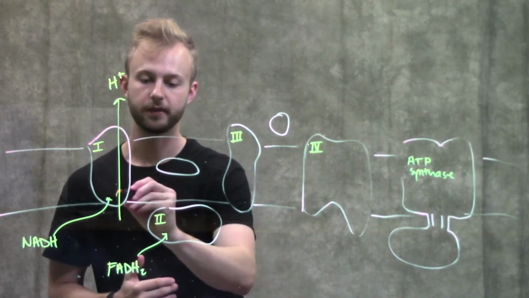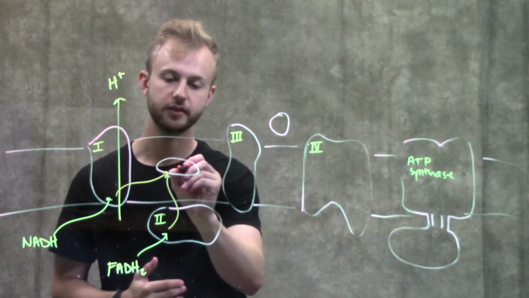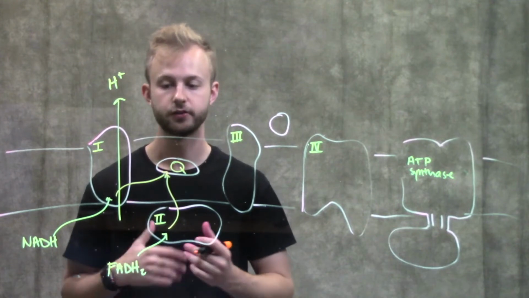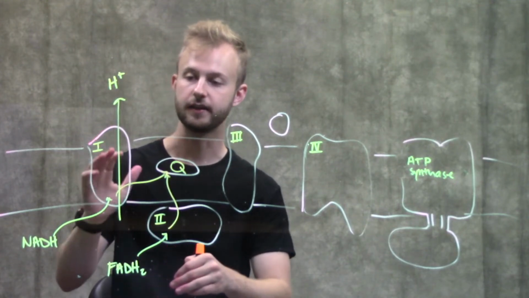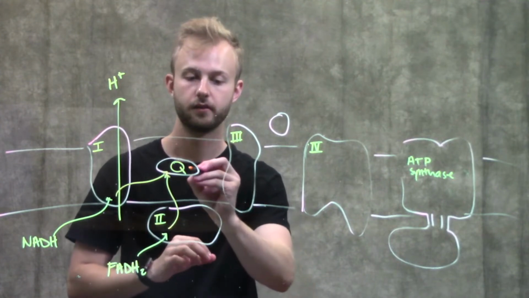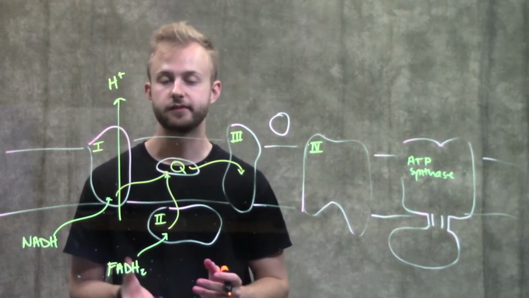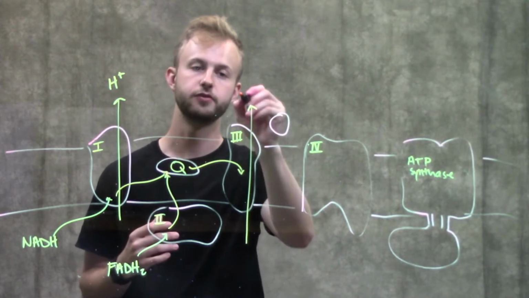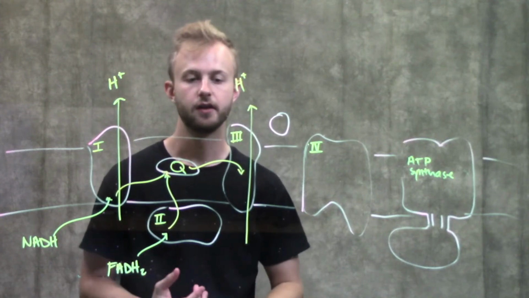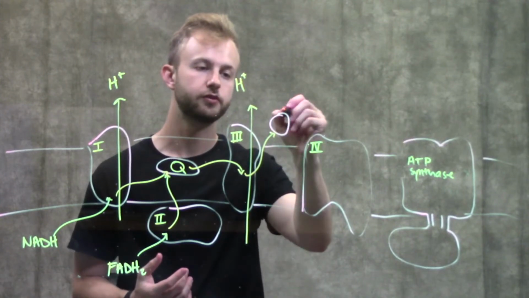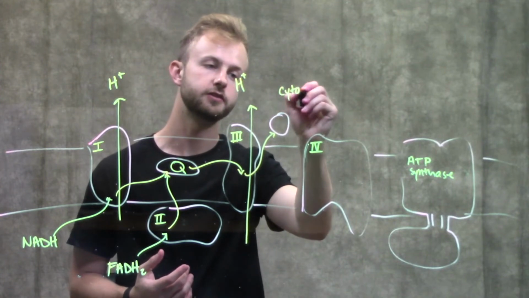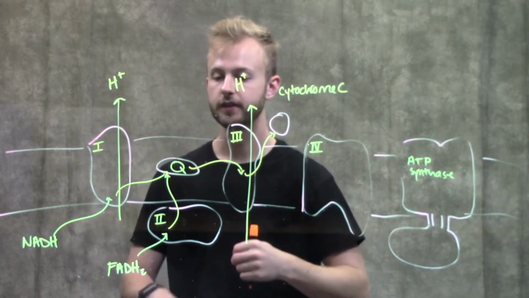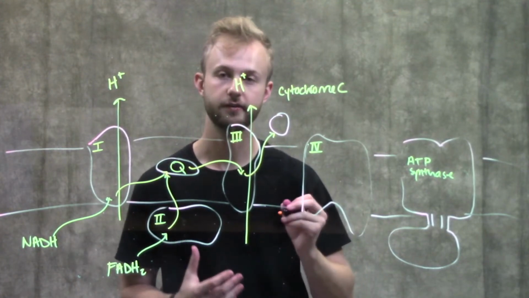So now we have electrons in complex 1 and complex 2. Electrons from both of these complexes are going to go to this protein called Q. All Q does is act as an electron shuttle. It's going to shuttle these electrons from the FADH2 and the NADH to complex 3. So they'll go to right here. And then similarly to complex 1, complex 3 is also going to pump protons into the inner membrane space. From there, the electrons will go to another protein that's called cytochrome C.